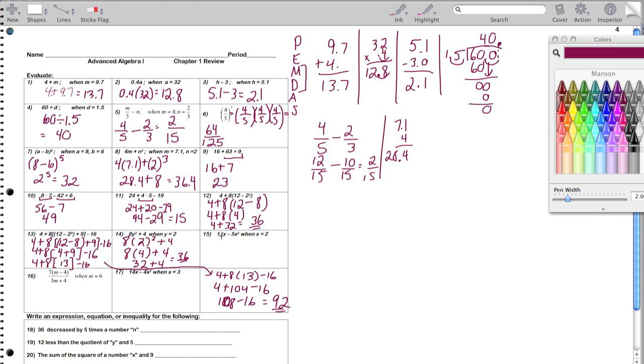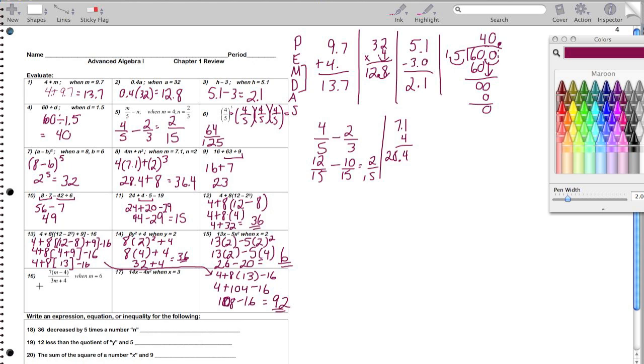Number 15: 13x minus 5x squared when x is 2. So substituting in 2 for x, I'm going to go ahead and first do my exponent. 13 times 2 minus 5 times 4, because that 2 is being squared, only the 2. 13 times 2 is 26, minus 5 times 4 is 20. 26 minus 20 is 6.